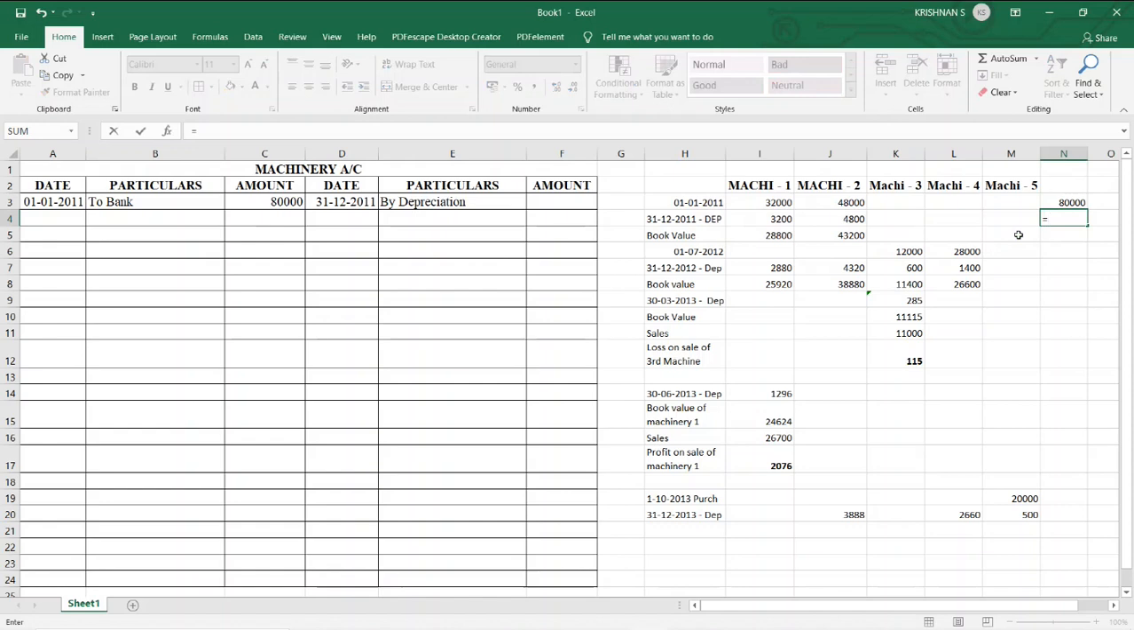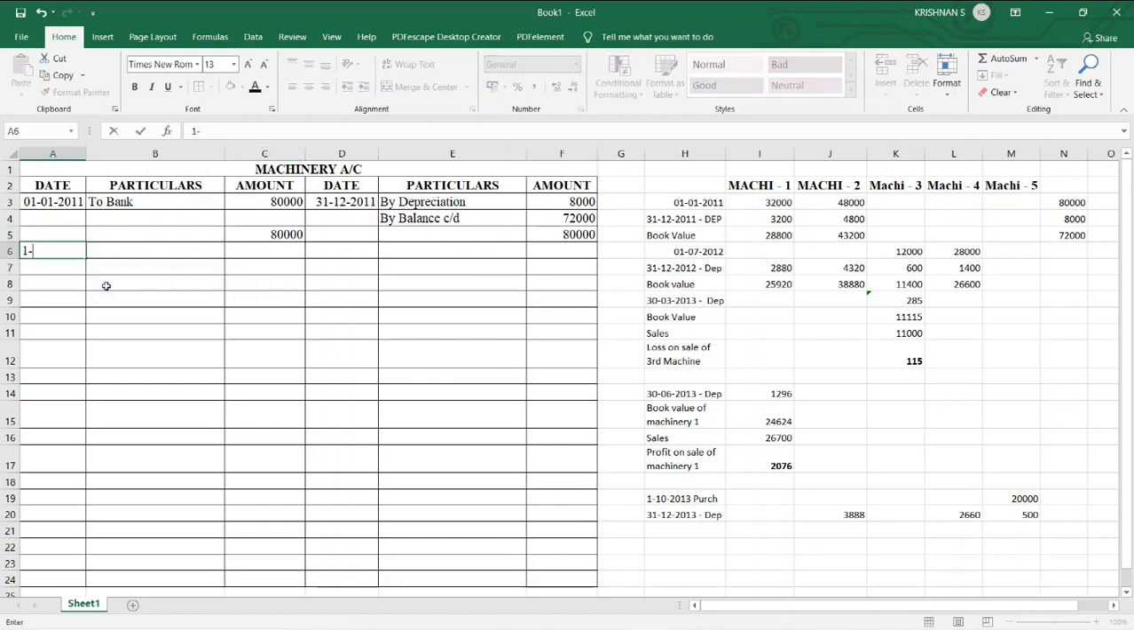Here we have depreciation equal to 3,200 plus 4,800. So in total it comes to rupees 8,000. Then by balance carry down. Here we have book values of rupees 28,800 and 43,200. If you add these values together, you get the total book value of machinery 1 and 2. That is the by balance carry down amount. So 28,800 plus 43,200, we get 72,000. Then the total is rupees 80,000, here also 80,000.